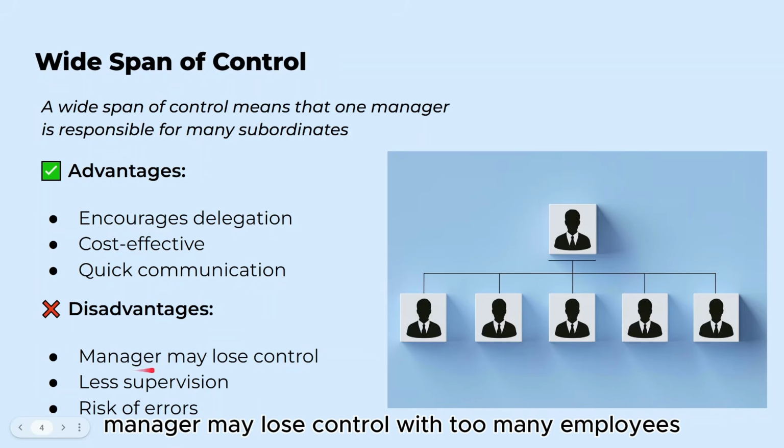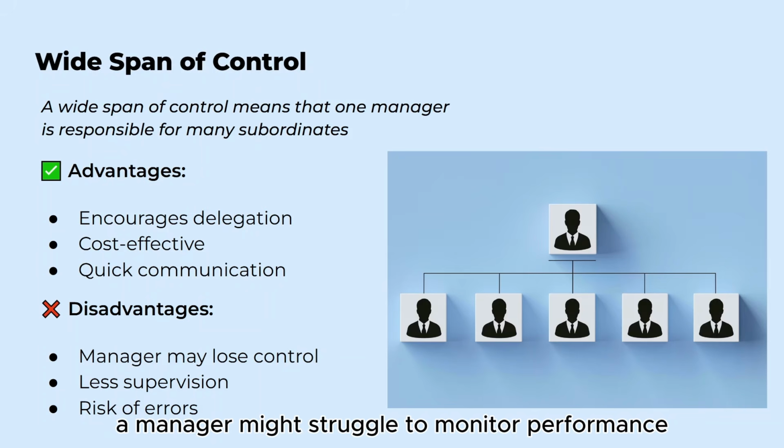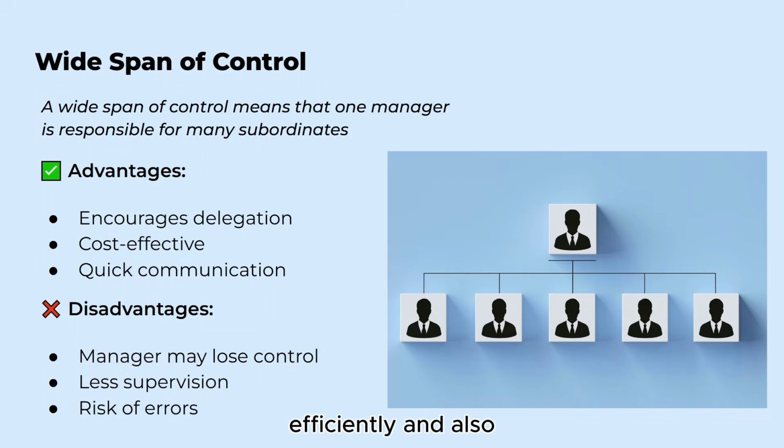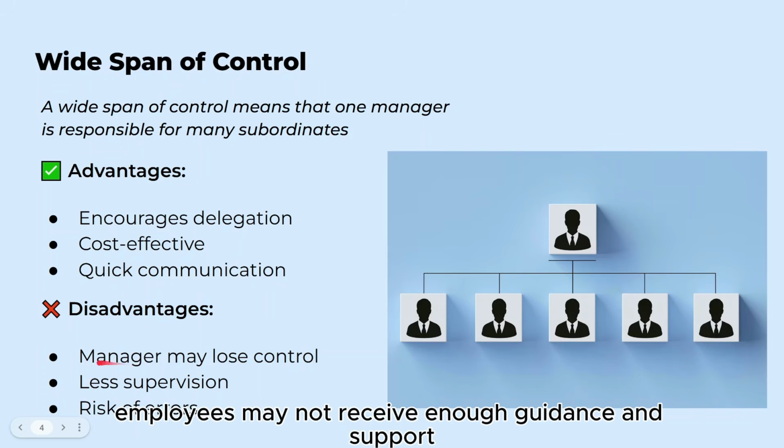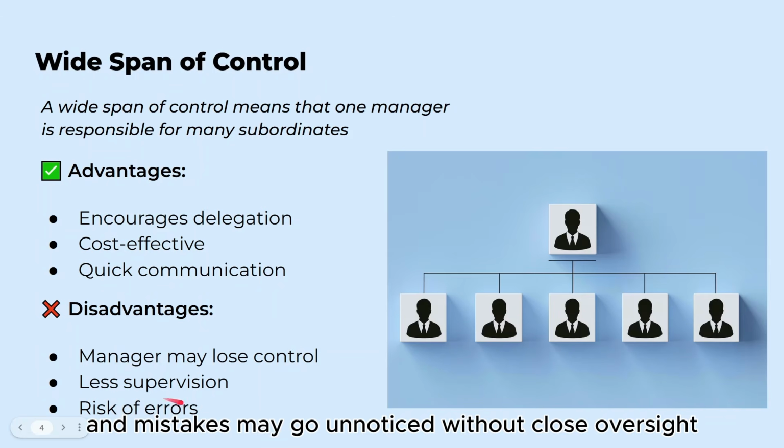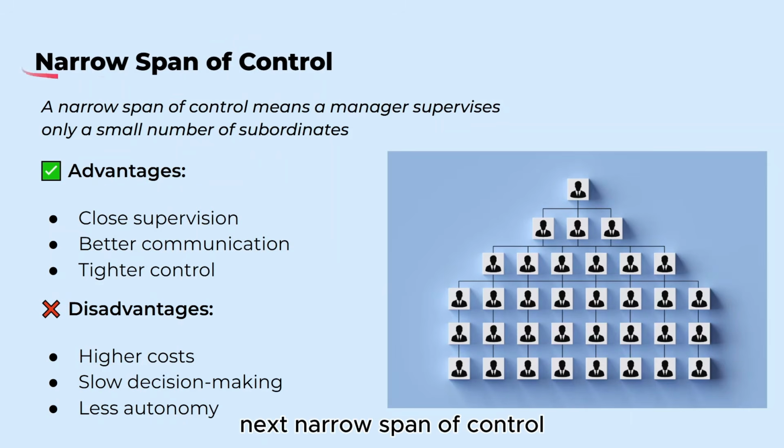On the other hand, managers may lose control. With too many employees, a manager might struggle to monitor performance efficiently, and also employees may not receive enough guidance and support. And mistakes may go unnoticed without close oversight. Next, narrow span of control.